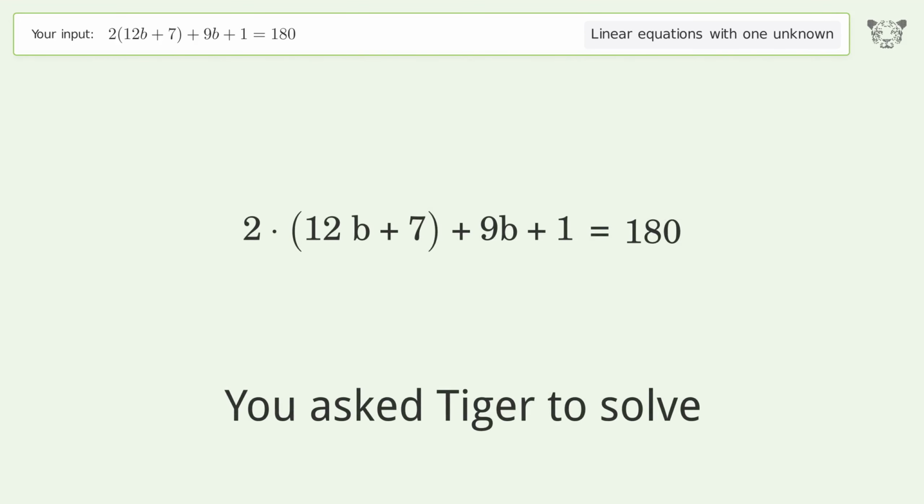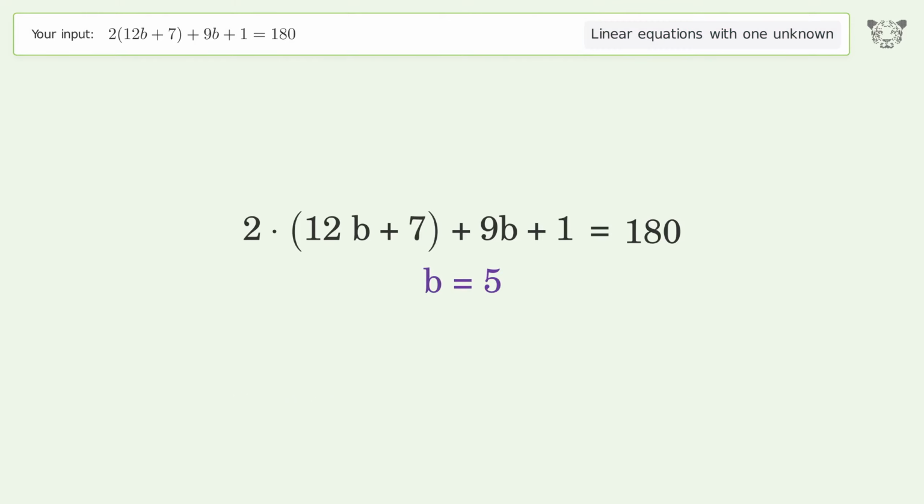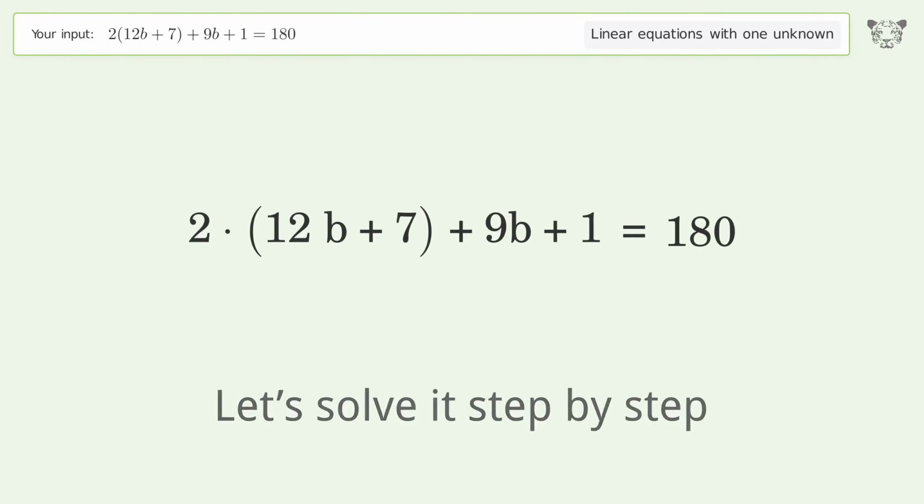You ask Tiger to solve this. This deals with linear equations with one unknown. The final result is b equals 5. Let's solve it step by step.